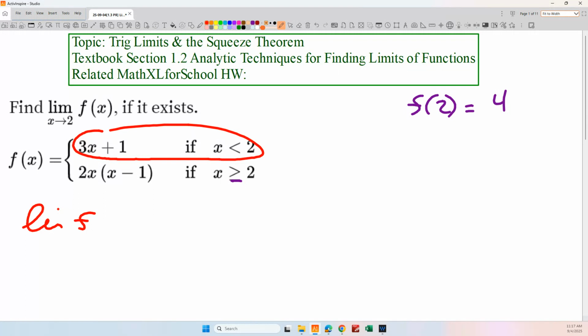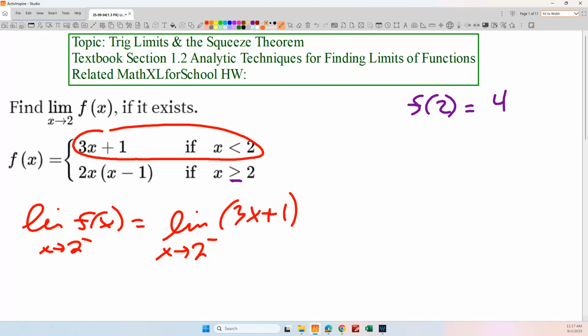Okay, so then if we were to do the limit of f of x as x approaches 2, how do I write from the left? Okay, good. I have a superscript that's a minus sign, right? Is equal to the limit of 3x plus 1, that's the top piece, as x approaches 2 from the left. And what is that limit? 7.